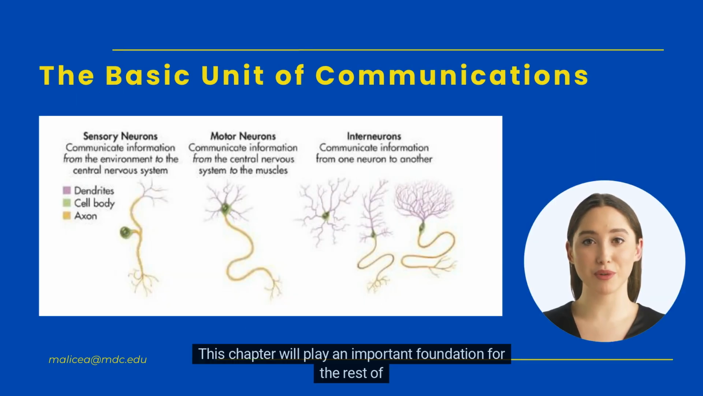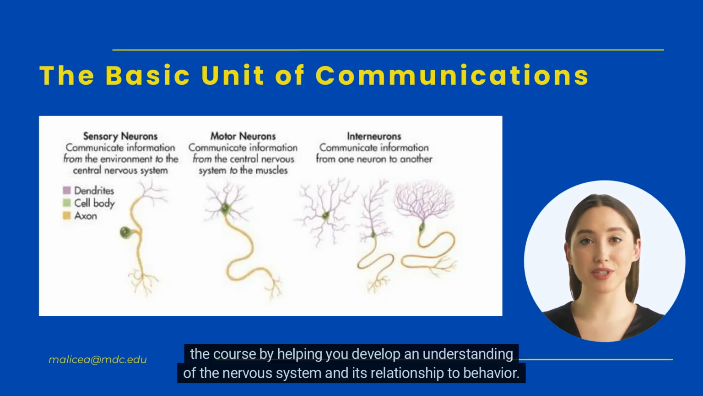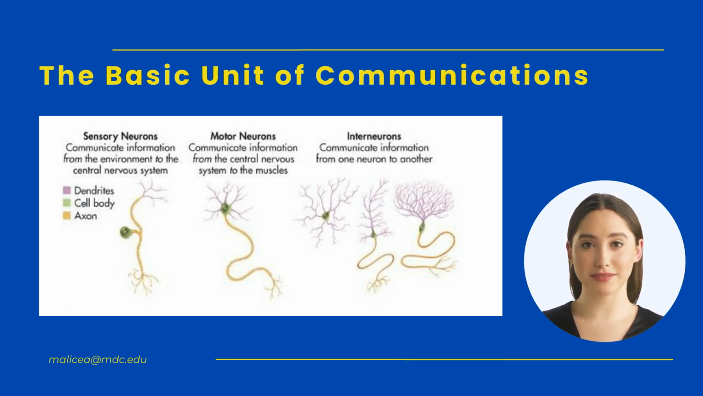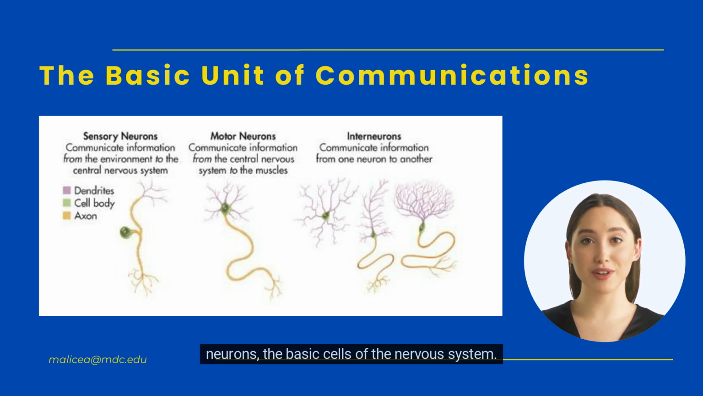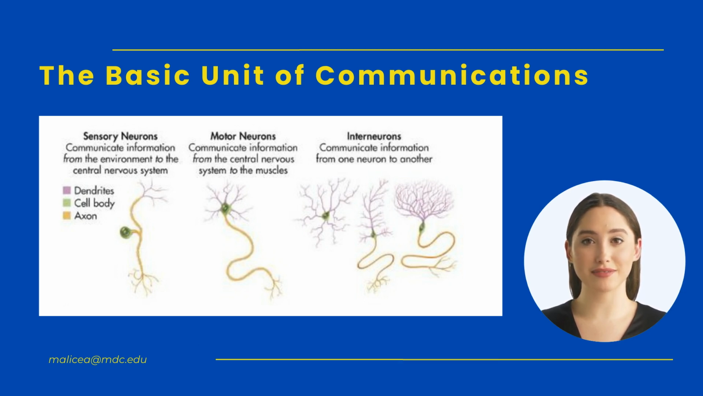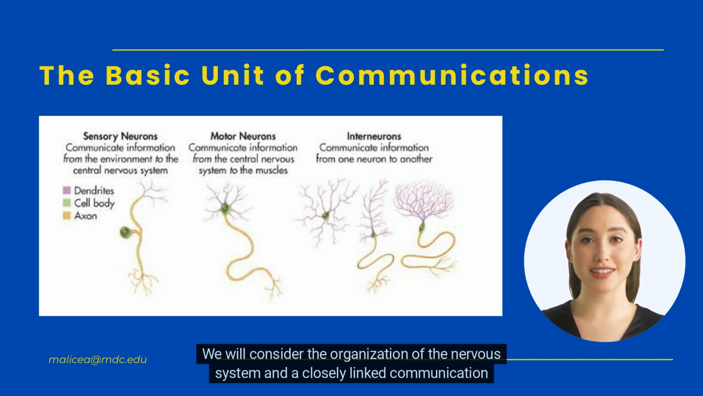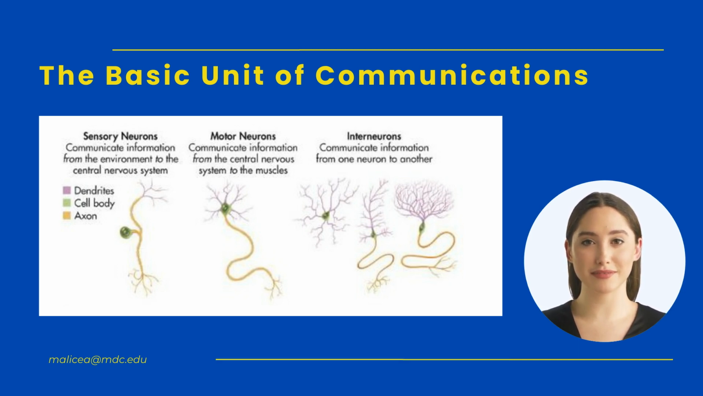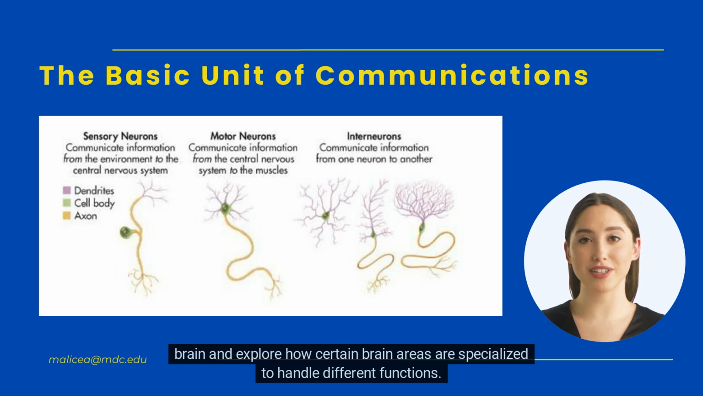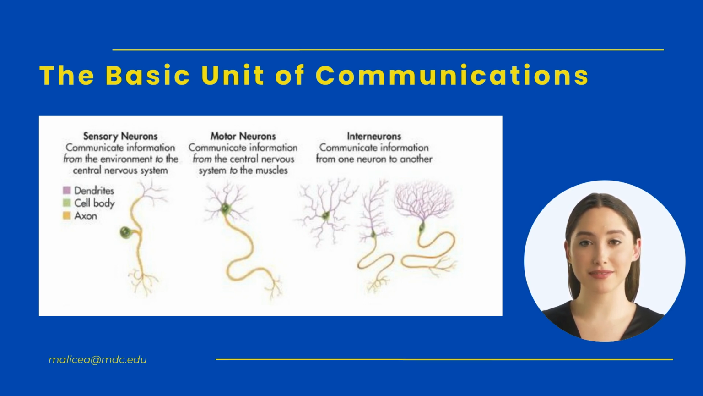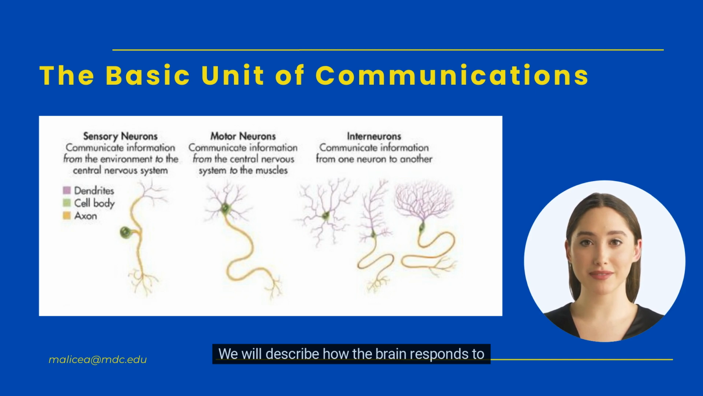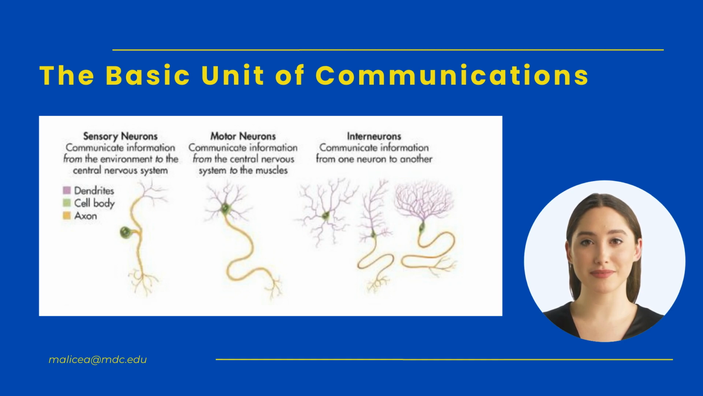This chapter will play an important foundation for the rest of the course by helping you develop an understanding of the nervous system and its relationship to behavior. We start by looking at neurons, the basic cells of the nervous system. We will consider the organization of the nervous system and a closely linked communication network, the endocrine system. We then move on to a guided tour of the brain and explore how certain brain areas are specialized to handle different functions. We will describe how the brain responds to environmental stimulation by literally altering its physical structure.